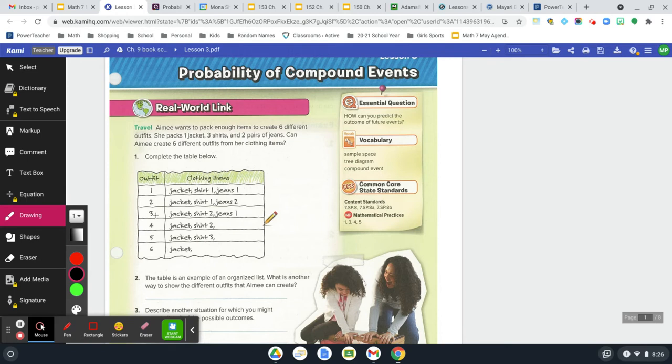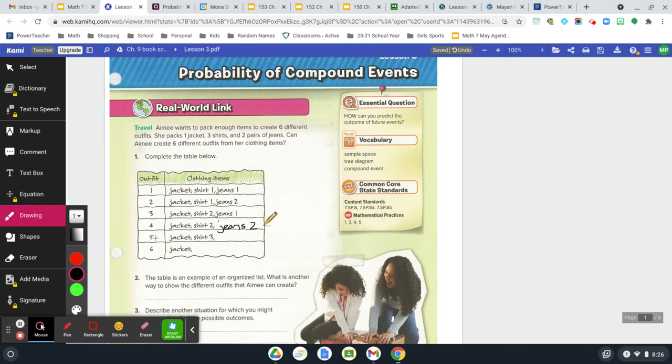Number 3, third outfit she can wear. She can wear the jacket, she can wear shirt number 2, and then she can wear that with the first pair of jeans, jeans 1. Fourth outfit. So let's fill in what's missing here. She can wear the jacket, she can wear shirt number 2, and she is going to be able to pair that with jeans number 2. So the second pair of jeans that she's packing. Jacket, shirt 2, jeans 2.